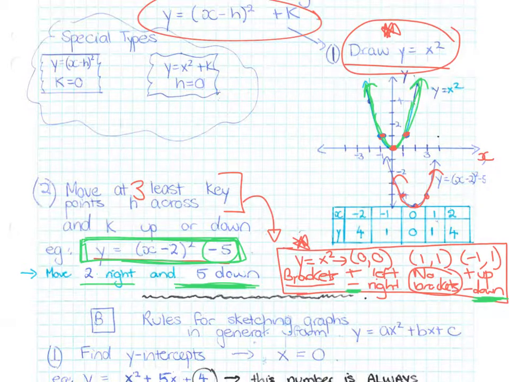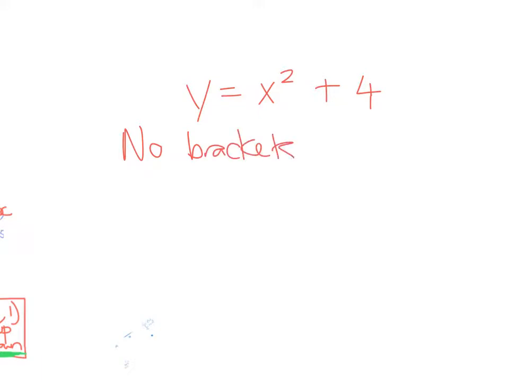Let's just think about one more example of that, a bit of a simpler example. What about if you had the graph y equals x squared plus 4? Now in this case, you have no brackets. That means h is 0. You do not move it across.